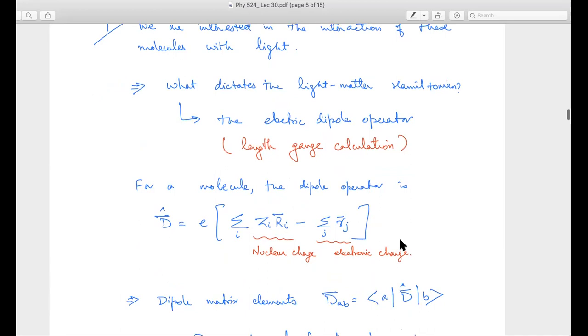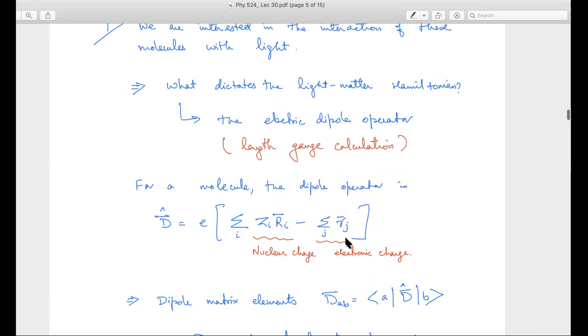Likewise in molecules, the same physics plays out, and what is responsible for this light-matter coupling is the dipole operator. The dipole for a molecule is given by the sum over the nuclear charges times coordinates, Z_i R_i, summed over all the nuclei. So in diatomic molecules, the sum over i is over A and B. That's it.